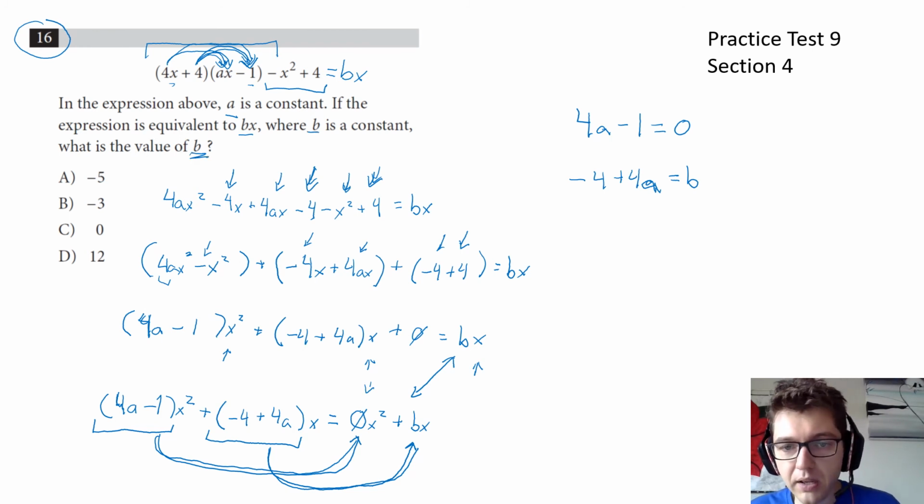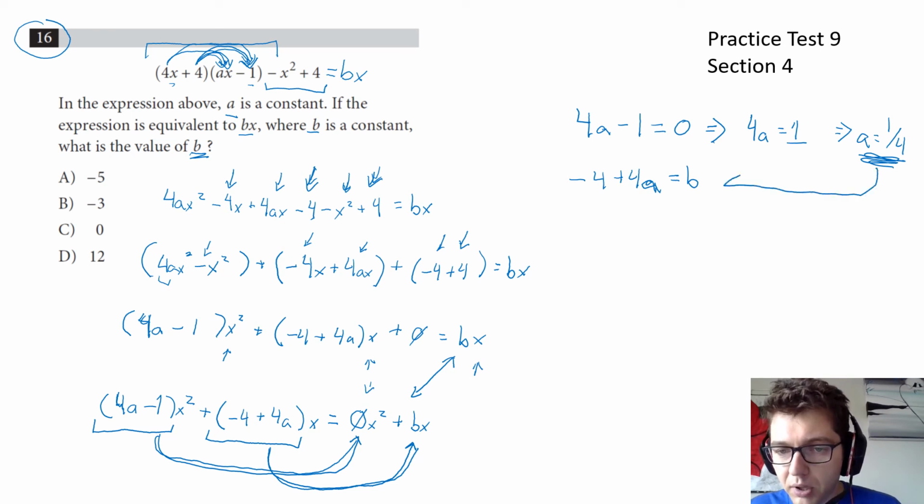Now our second equation has b, which is what we're looking for: where b is a constant, what is the value of b? Whereas the first equation only has a, so we can start by solving for a. You can take this expression, add 1 to both sides, so you'll have 4a is equal to 1, and then divide both sides by 4. So you'll have a is equal to 1 over 4. So that's the intermediate solution. You can now use that a to plug back into your second equation. You're basically solving a system of equations here in this second half of the problem.